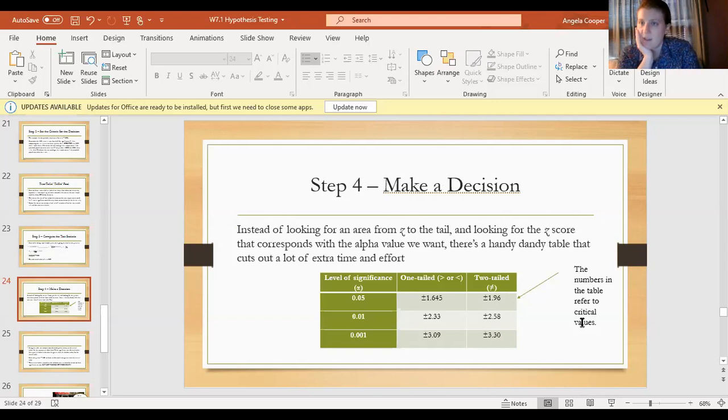That's the critical value. Now what that means is that if our z-score is greater than 1.96, or if it's less than negative 1.96, then we can reject the null hypothesis. We have statistical significance. When we do not have statistical significance, we retain the null hypothesis. Those two things go hand in hand. So you reject the null, you have statistical significance. You retain the null, you do not.